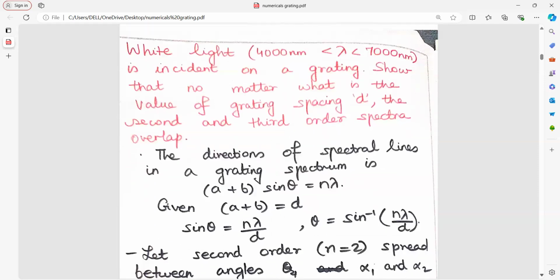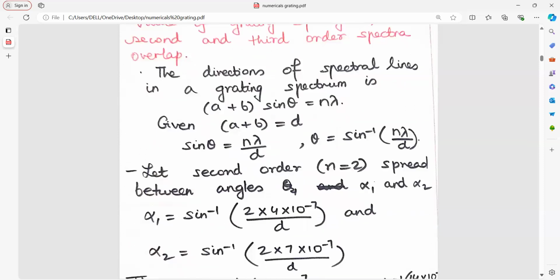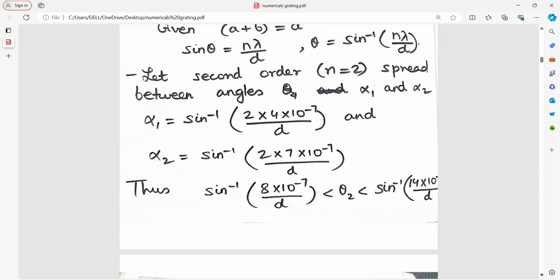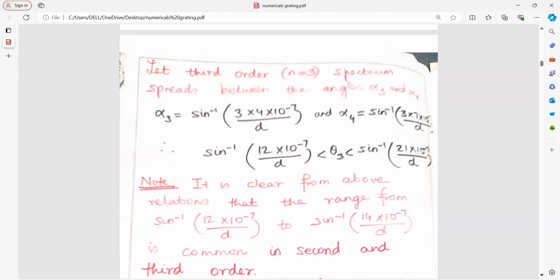Next, white light is incident on the grating. What is the value of grating spacing, if the second and third order spectra overlap? Okay, direction of spectral lines for grating is (a plus b) sine theta equal to n lambda. A plus b has been given to you as D. So for second order, n equal to 2, for the spread between angles alpha 1 and alpha 2, you are getting this much. So you get the value of angle between them as equal to this much quantity.